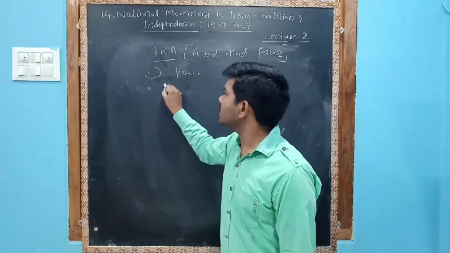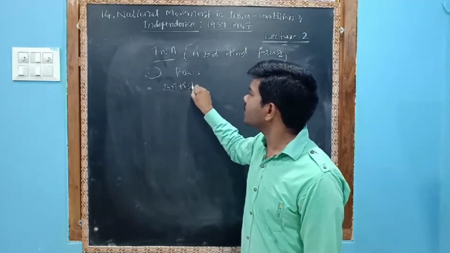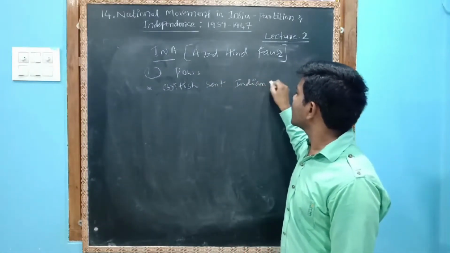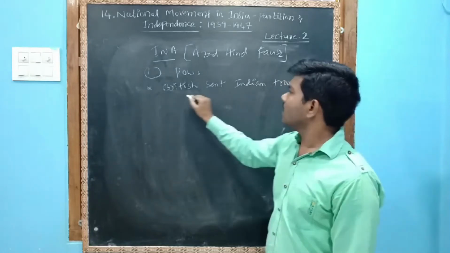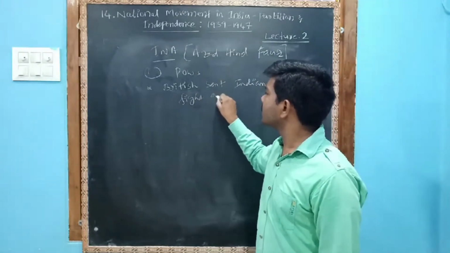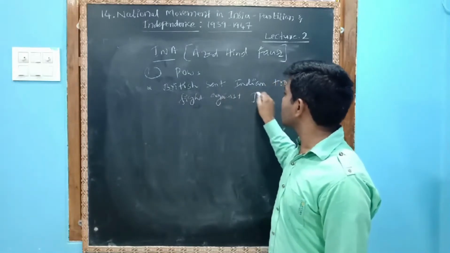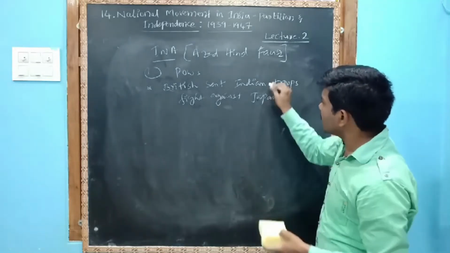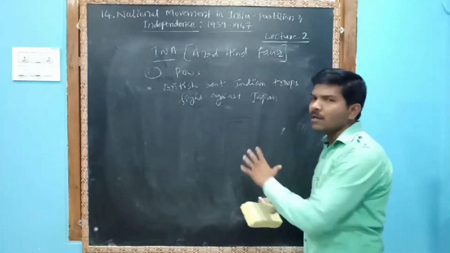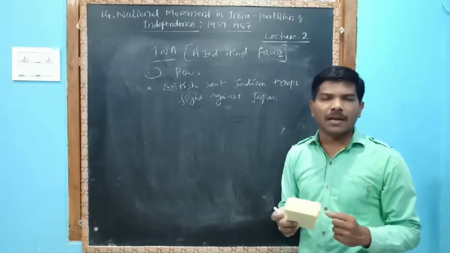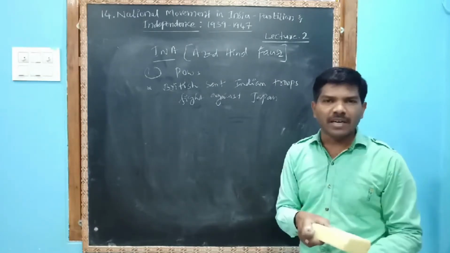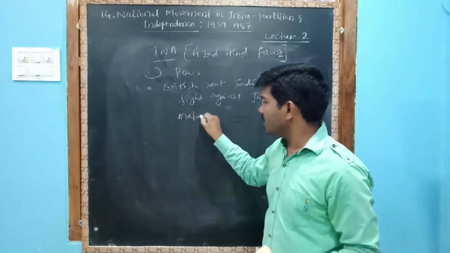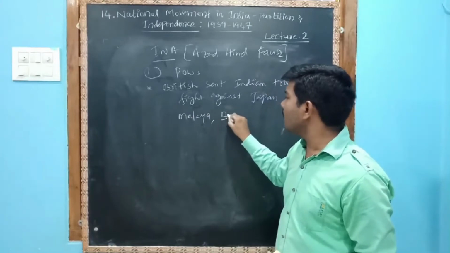Who are these prisoners? These prisoners were Indians. The British sent Indian troops to fight against Japan. So most of the Indians were caught by Japan. The Japanese army arrested many of the Indians. Where were they arrested? They were arrested near Malaya and Burma.